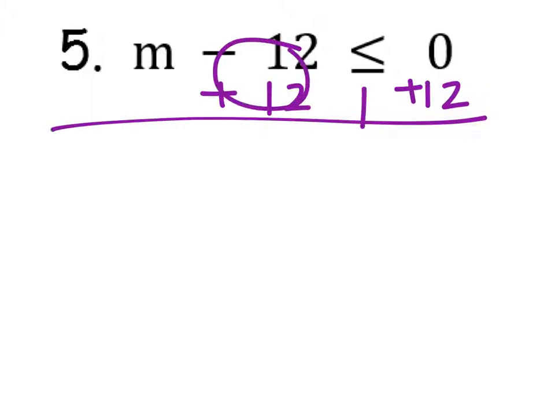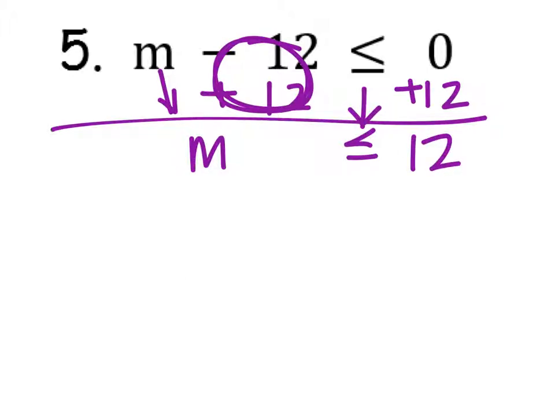Now what that does is it zeroes this out with that negative 12 and the positive 12, just like it would with an equation. I'm going to drop the m, and I'm going to drop the inequality, because we did not multiply or divide both sides by a negative. And then 0 plus 12 is 12. Now this is as far as we go.